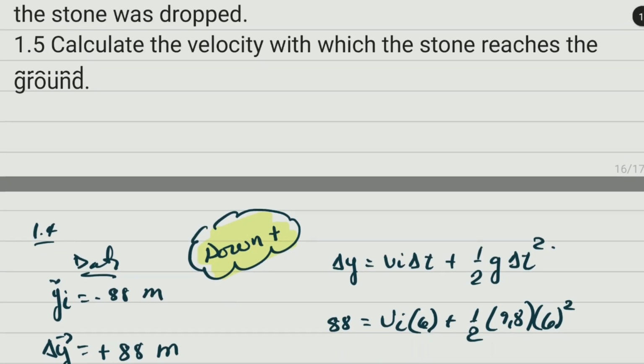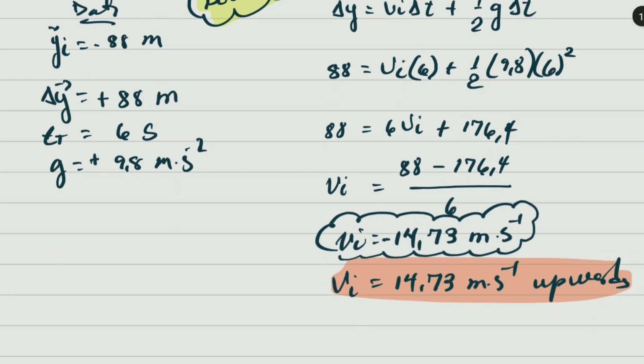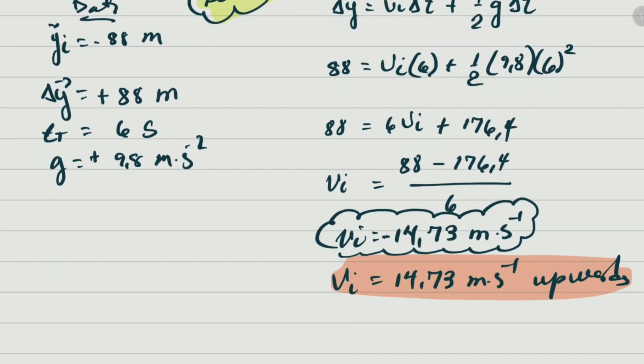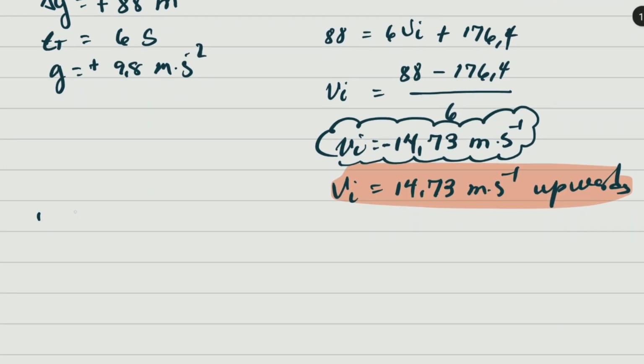Okay, so now 1.5, which is the last question: calculate the velocity with which the stone reaches the ground. And now this one is also quite easy, guys. So for this one, what we have, let's see, data.